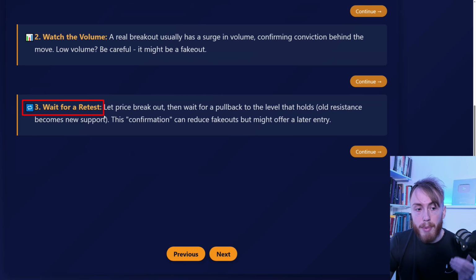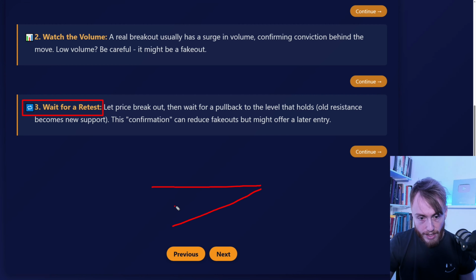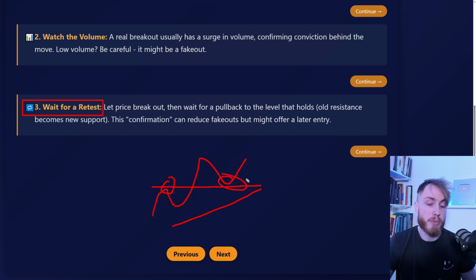Step 3 is actually optional. This is when you wait for a retest. So let's say we have an ascending triangle, and let's say the price breaks out right here. Some traders will wait for the price to retest the previous resistance to flip to become support and try to buy at that point.